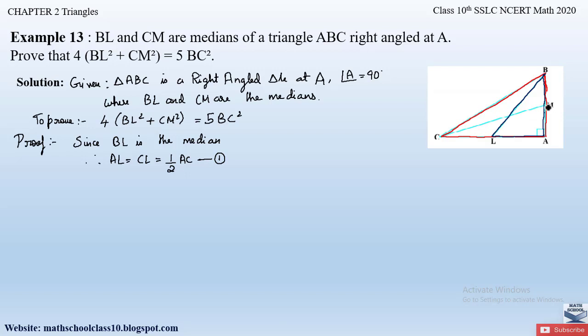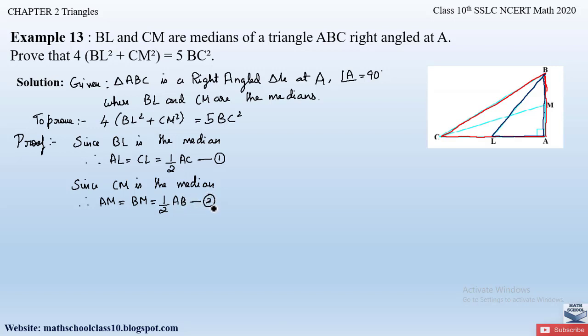Similarly, if you consider the median CM, this median CM divides the side AB into two equal parts, that is AM is equal to BM and that will be equal to half of AB. So write down, since CM is the median, we can write AM is equal to BM and that is equal to half of AB. So let this be equation 2.